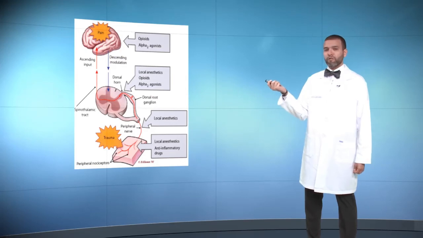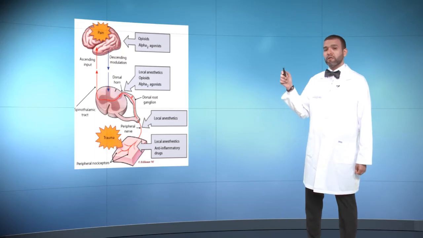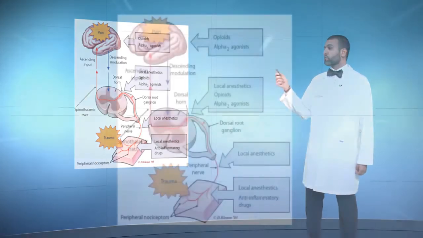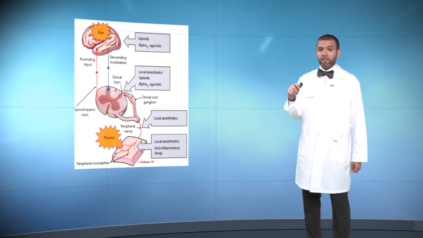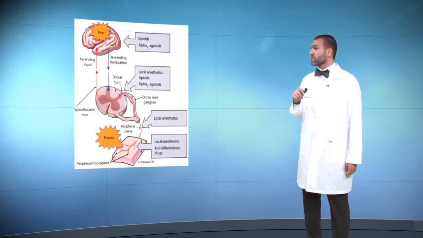Then you'll have the descending modulation part. And as you can see in the arrows, there are different pharmacological agents that we use that target certain areas to try and block the pain feeling. For the skin, local infiltration and anti-inflammatory drugs like non-steroidal anti-inflammatories are used, with local anesthetics usually at the peripheral nerves. You can use local anesthetics spinally or epidurally. You can use alpha-2 agonists, examples are epinephrine, clonidine or dexmedetomidine. Opioids also act centrally in the brain and central nervous system as well, not only at the spinal root, and so on and so forth.